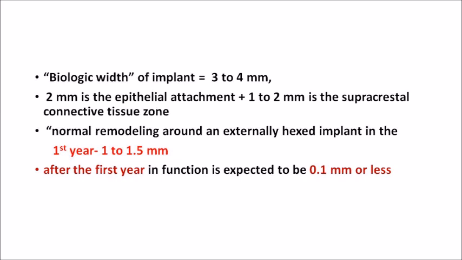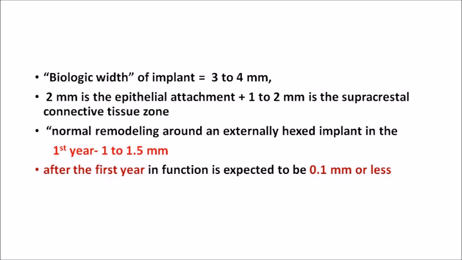Here 2 millimeters is the epithelial attachment or the junctional epithelium, plus the 1 to 2 millimeters of remaining supracrestal connective tissue. So it is 2 plus 2, that is almost 4 millimeters. In contrast, on a natural tooth it was 2.04 millimeters, and that was 0.97 millimeters of junctional epithelium and 1.07 millimeters of connective tissue attachment.